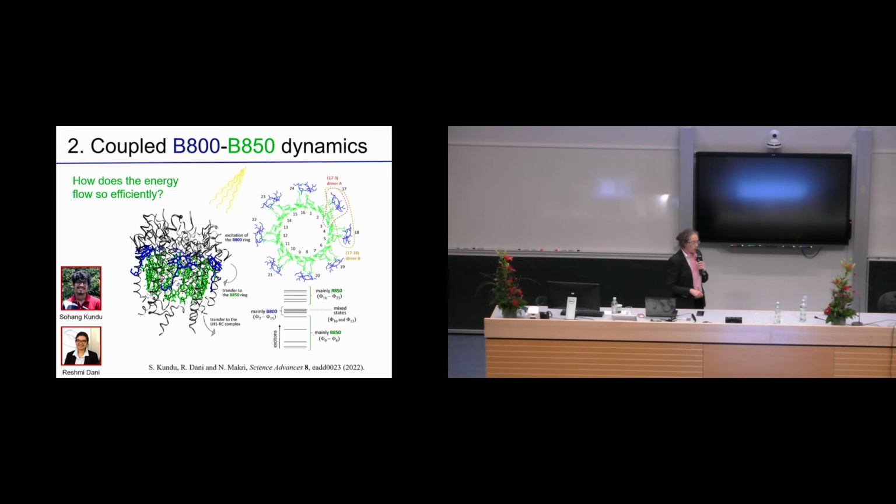So now I'm going to look at the entire LH2 system, the 2 rings, with 8 and 16 bacterial chlorophyll molecules. And we're going to try to understand why and how the energy gets transferred, and how does it get transferred so efficiently. Because we know from experiments that the quantum yield of the energy harvesting, solar energy harvesting, is very high in photosynthetic systems. How does it work?